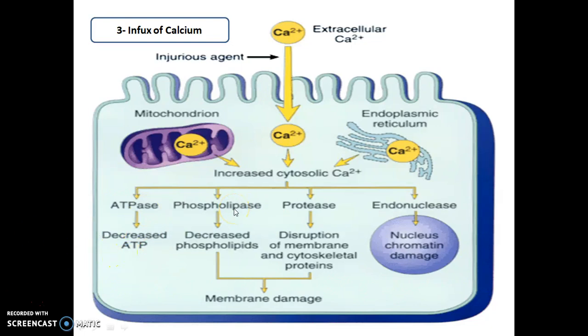What will phospholipase do? Phospholipase acts on the phospholipids of the plasma membrane as well as the organelle membrane, and it will decrease the phospholipids and cause membrane damage. What will protease do? It will cause the disruption of membrane and cytoskeletal proteins. All these will cause membrane damage. What will endonuclease do? As the name indicates, endonuclease acts on the nucleus, and it will cause nuclear chromatin damage.